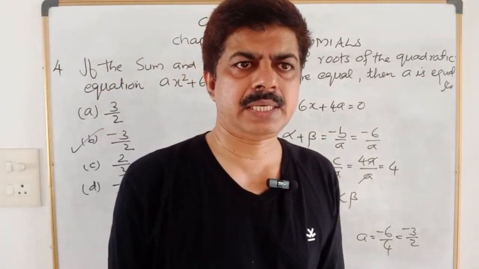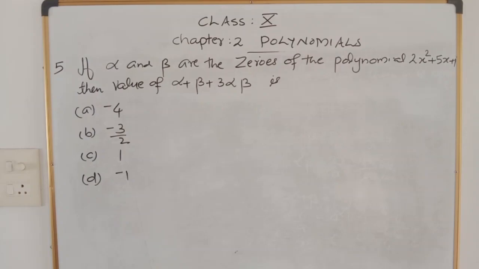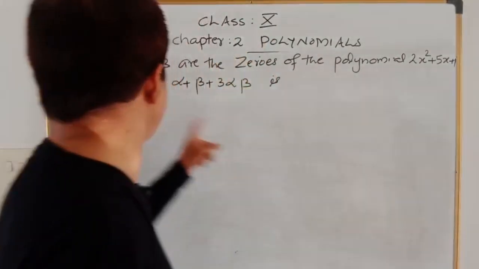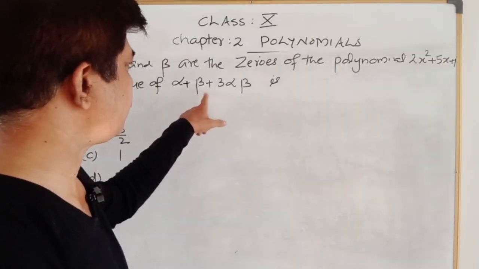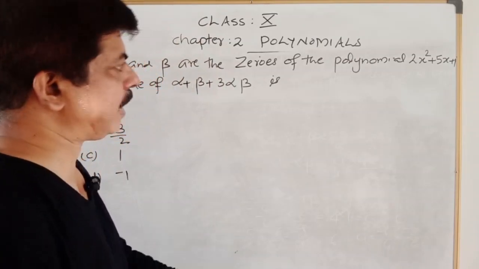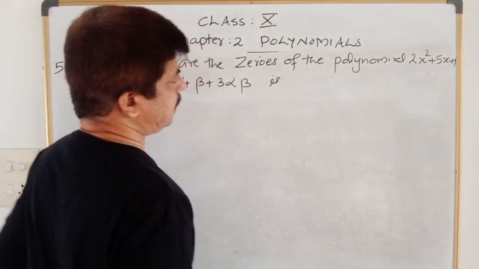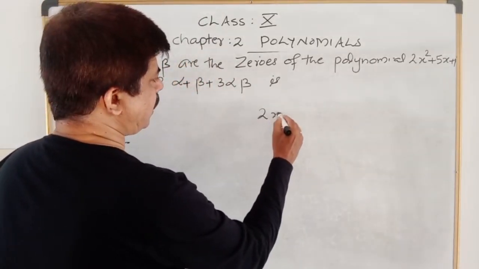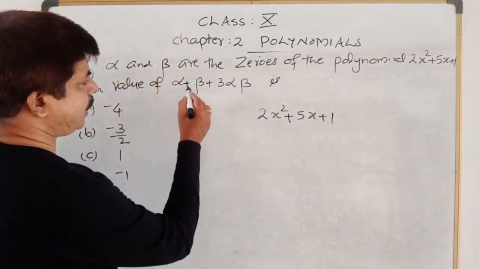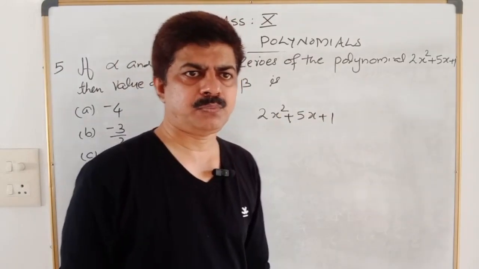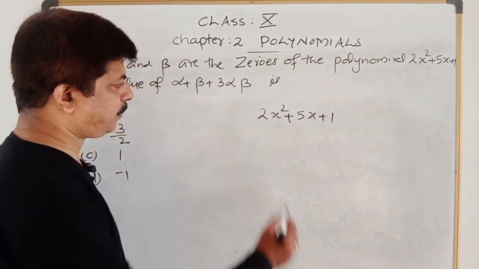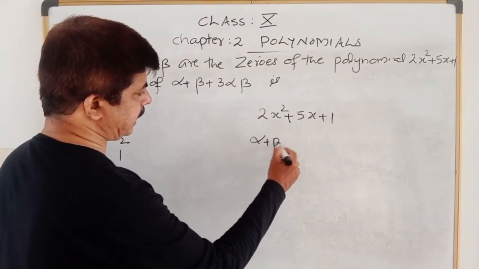See, fifth question. If alpha and beta are the zeros of the polynomial 2x square plus 5x plus 1, then the value of alpha plus beta plus 3 alpha beta is dash. We need to find the value. A similar type of question we have discussed previously. 2x square plus 5x plus 1 is the polynomial. We are required to find the value of alpha plus beta and alpha beta from the given polynomial. So what is alpha plus beta here?